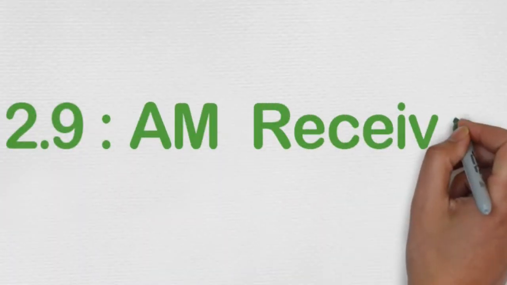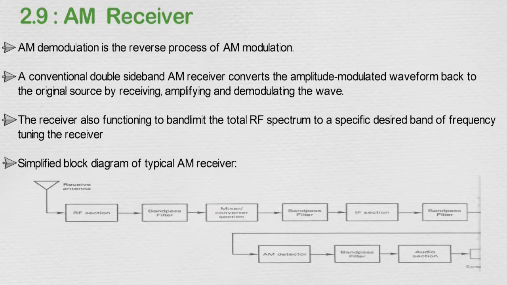AM receiver. AM demodulation is the reverse process of AM modulation. A conventional double-sideband AM receiver converts the amplitude-modulated waveform back to the original source by receiving, amplifying, and demodulating the wave. The receiver also functions to band limit the total RF spectrum to a specific desired band of frequency, tuning the receiver. Simplified block diagram of typical AM receiver.